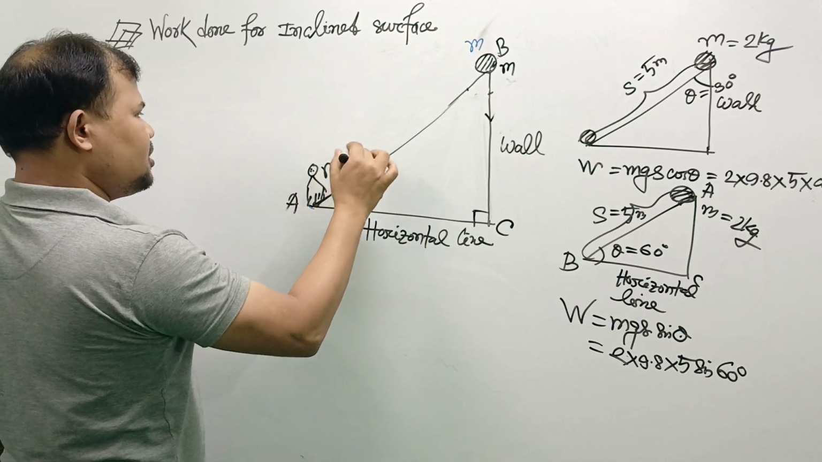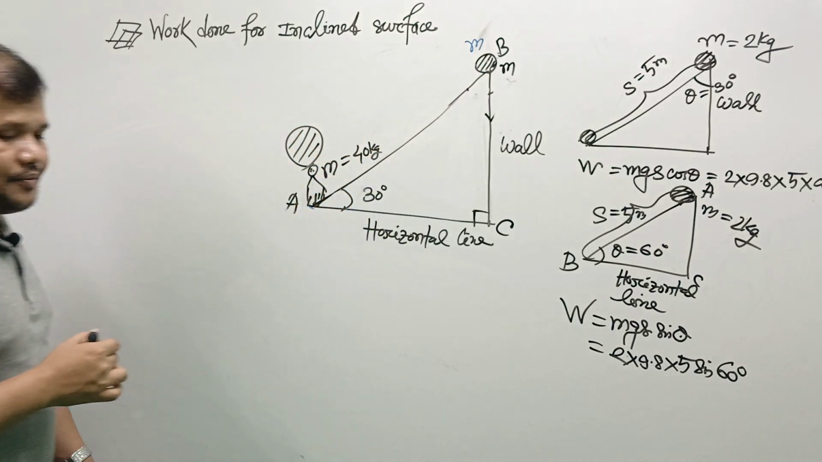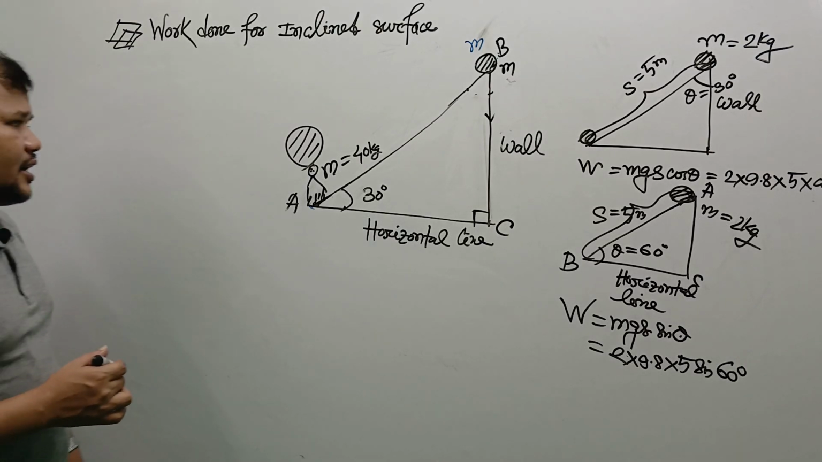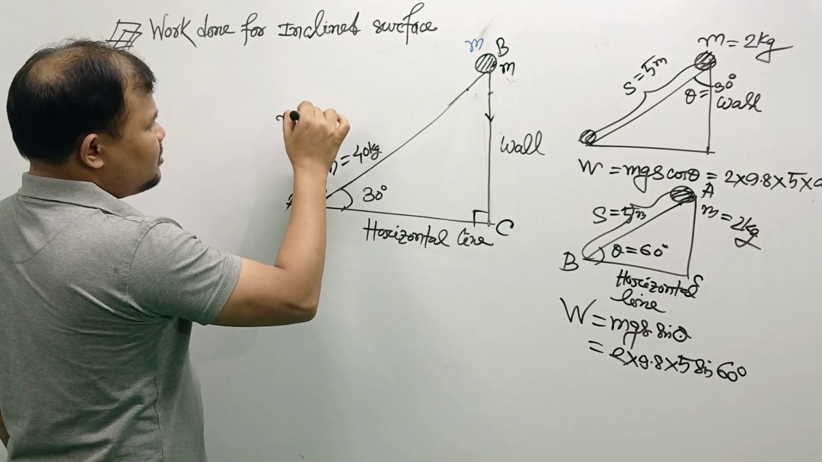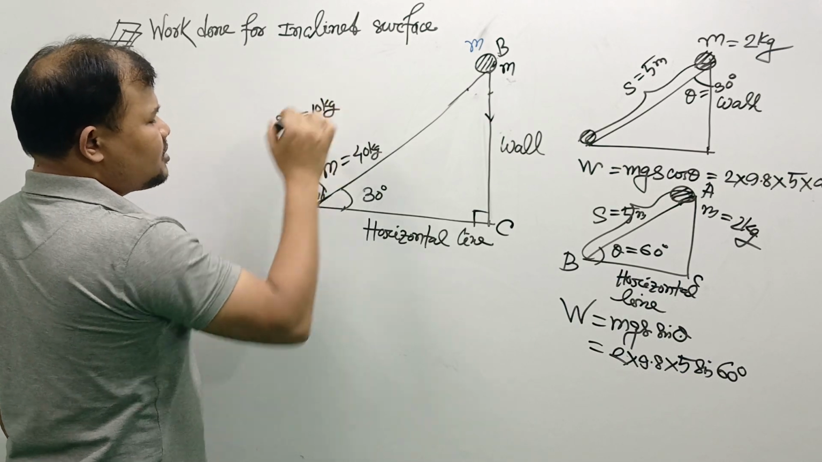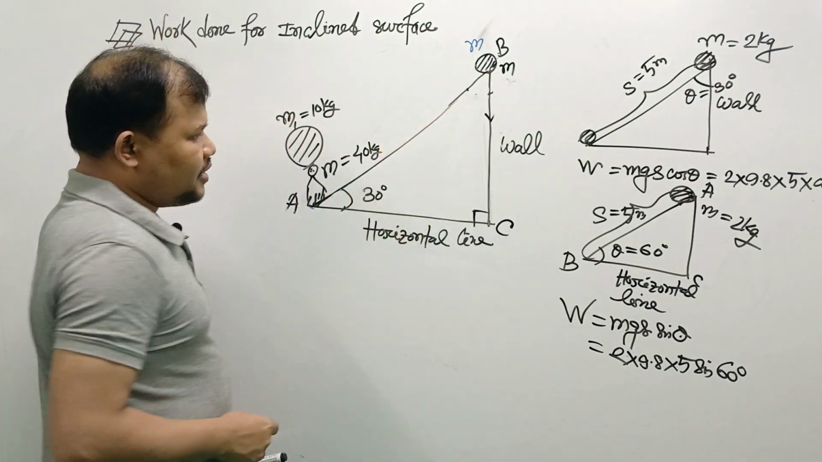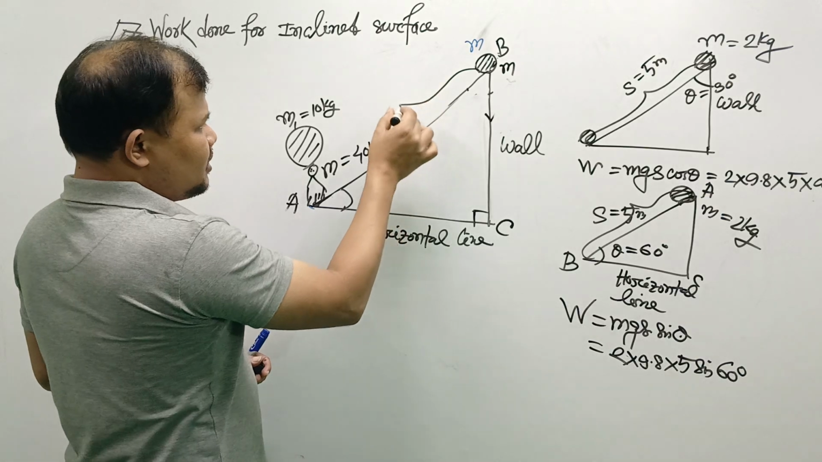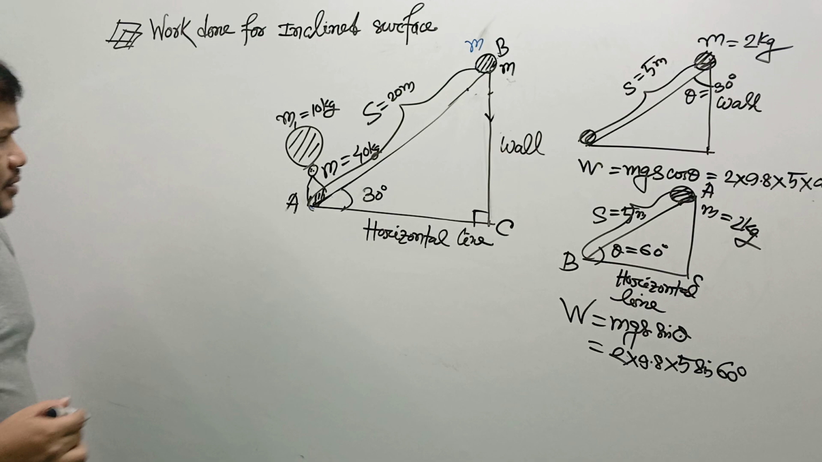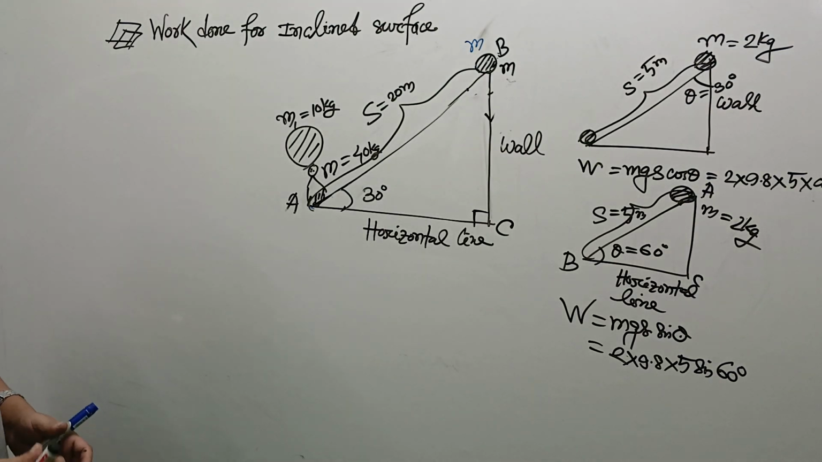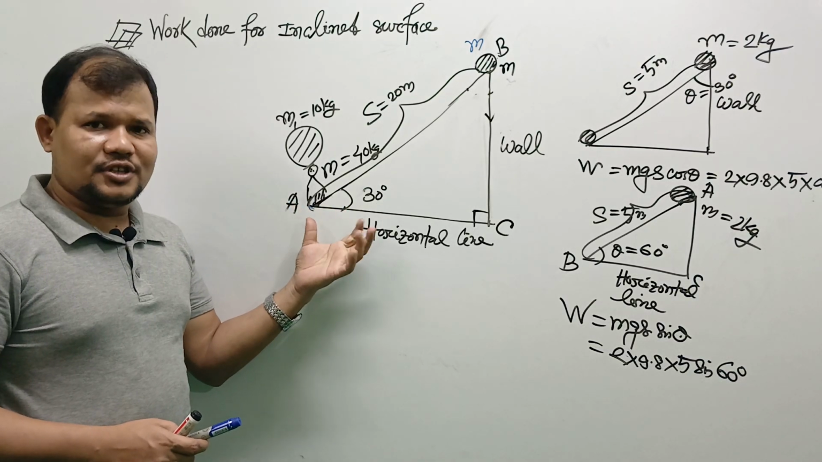The mass of the person is 40 kg, and this person is carrying an object on his head. The mass of the object is 10 kg. Suppose the man goes from point A to B. If the length of the inclined surface is s equal to 20 meters, then how much work has been done against the gravitational force?